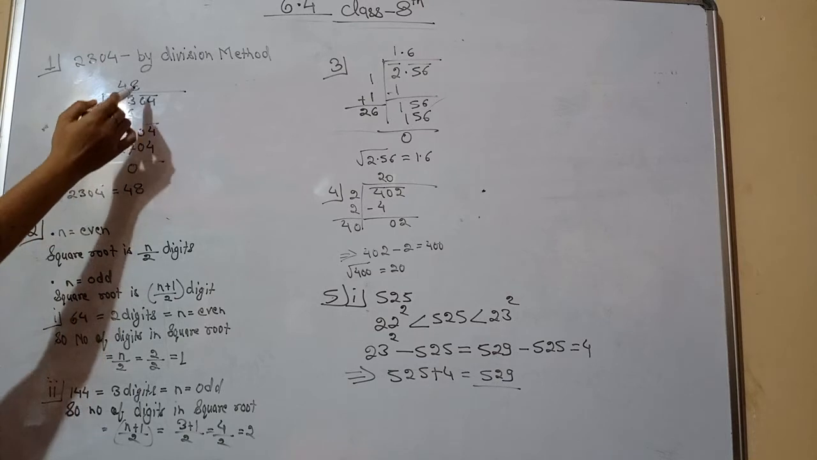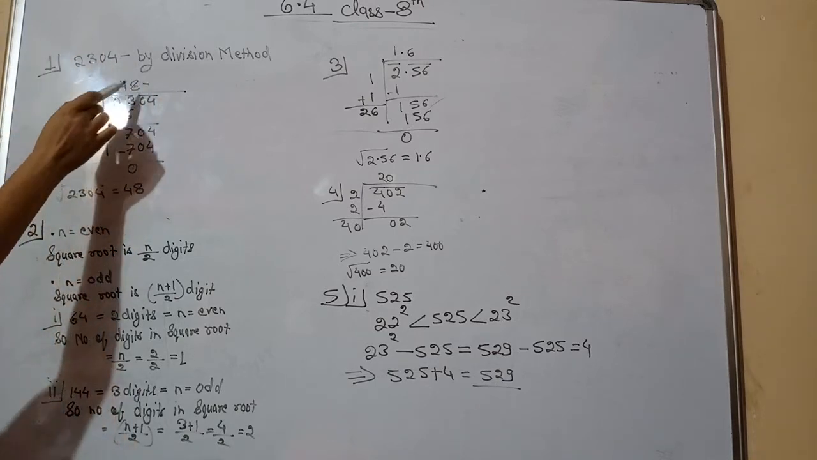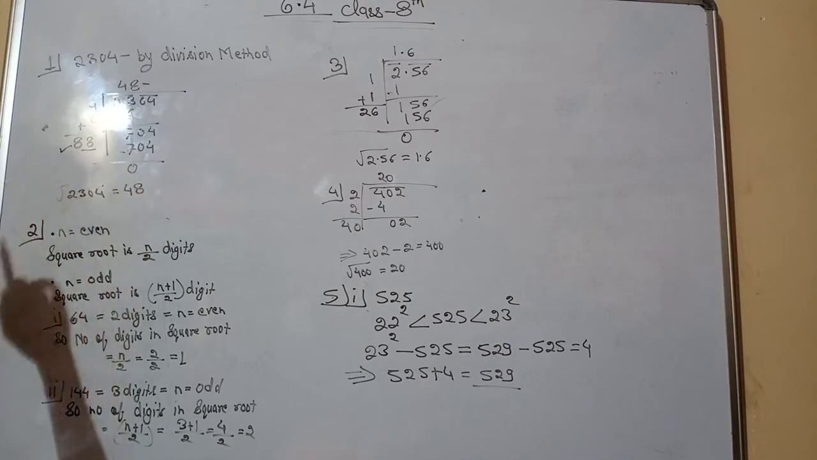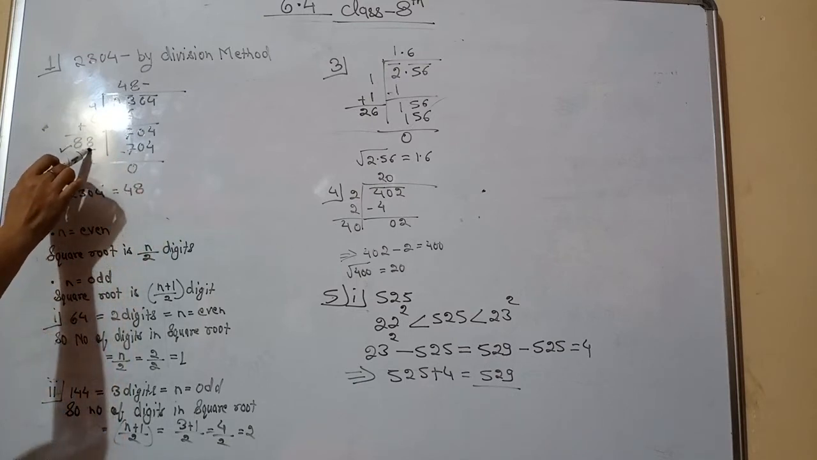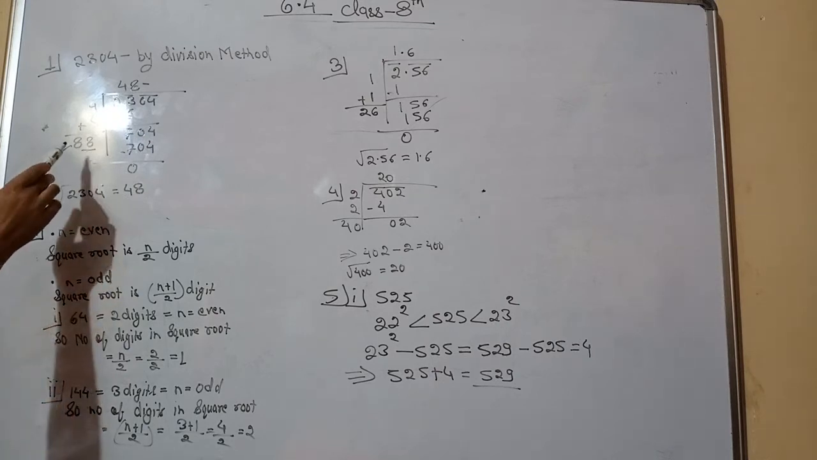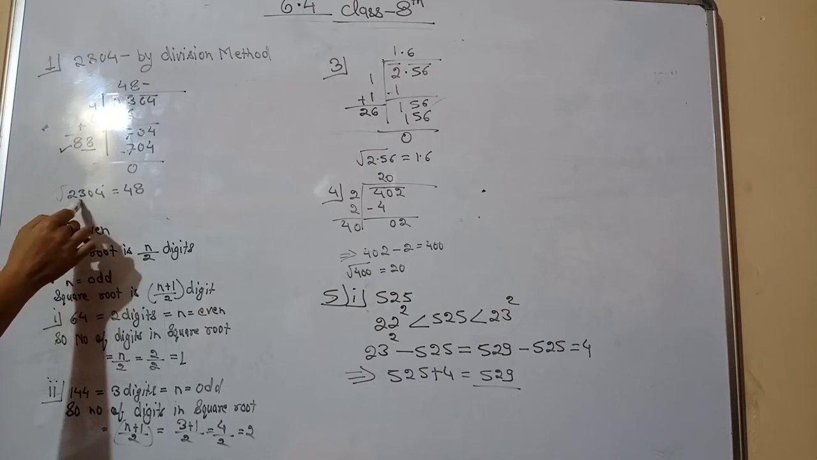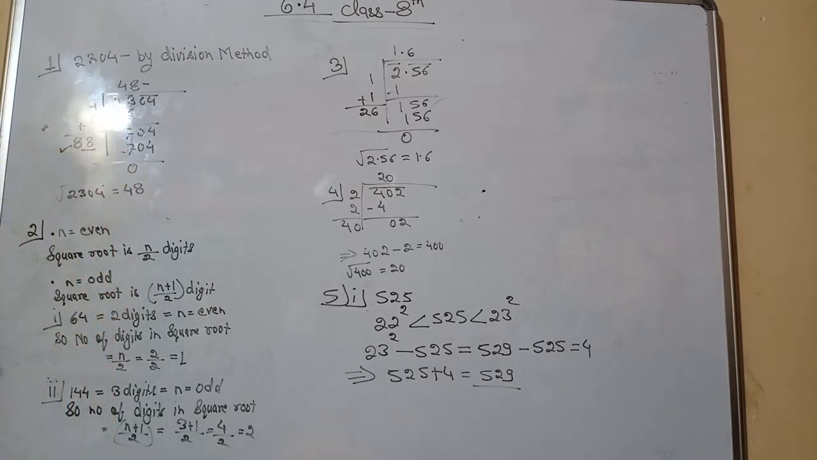Now, this number and this number have to be the same. When you multiply 88 into 8, it will give us 704. So make sure that in the long division method this number and this number have to be the same. 88 eights are 704. So what is the square root of 2304? The square root is 48.